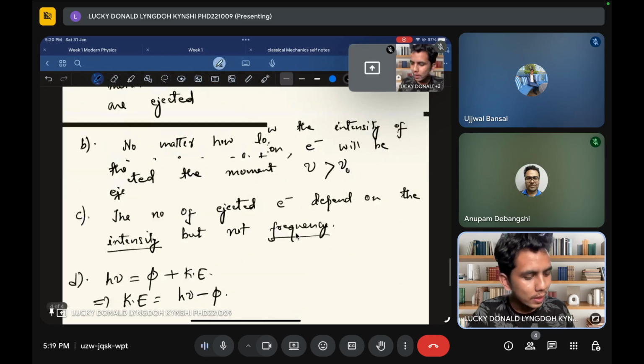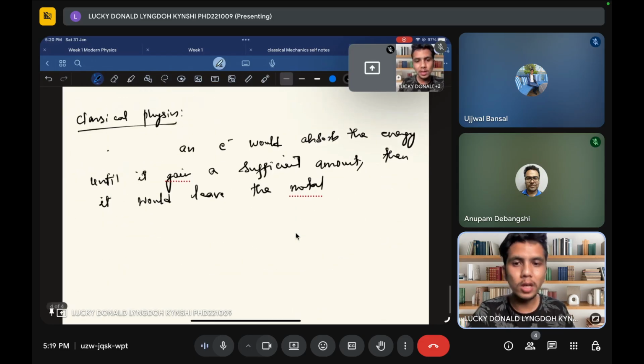But here, classical physics says that your electron will keep on absorbing energy until it gains a sufficient amount of energy, then it will leave the metal, which is not true. According to classical physics, it would take time for the electrons to get a huge amount of energy, and then it would eject. So this is where classical physics cannot explain. Now I'll cut short of it.